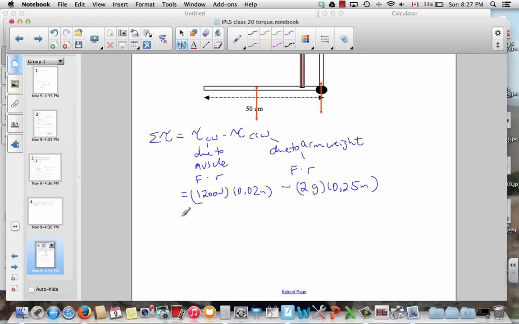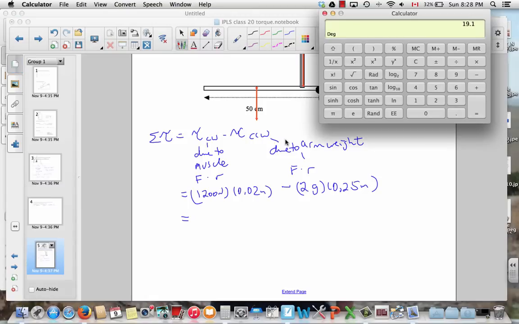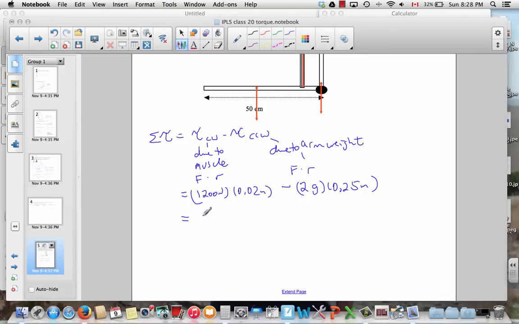So this is an expression for the net torque on the lower arm. The clockwise one, again, will win. Let's calculate that. Okay, and I get 19.1 Newton meters of torque. Again, in the clockwise direction.